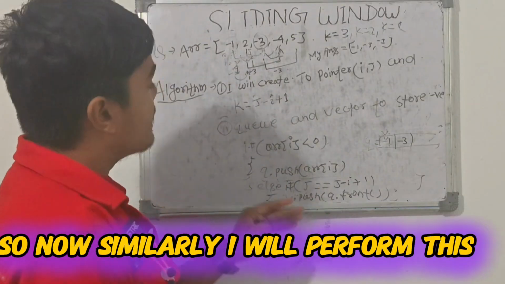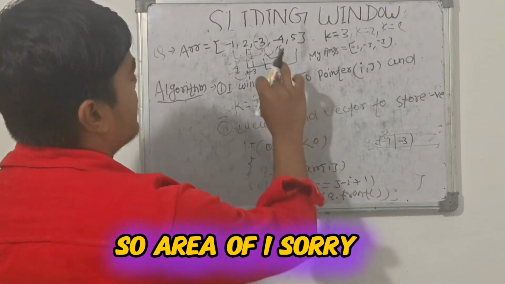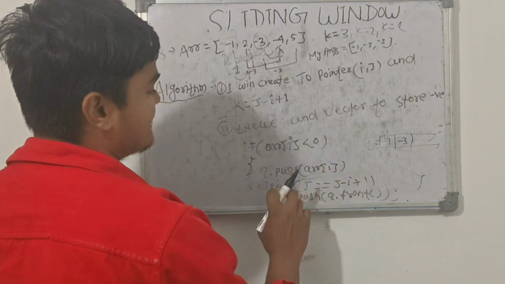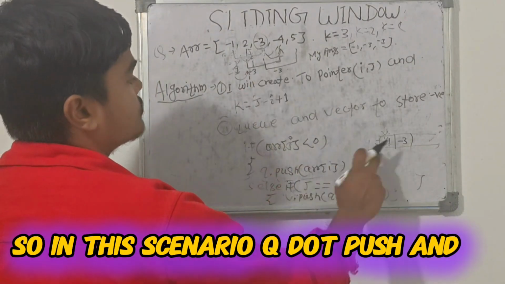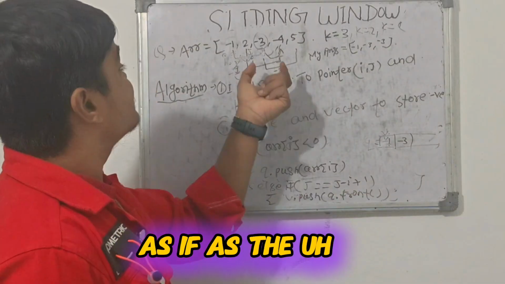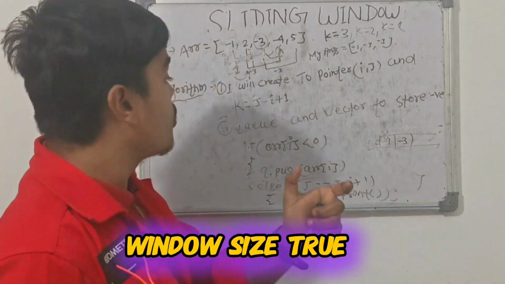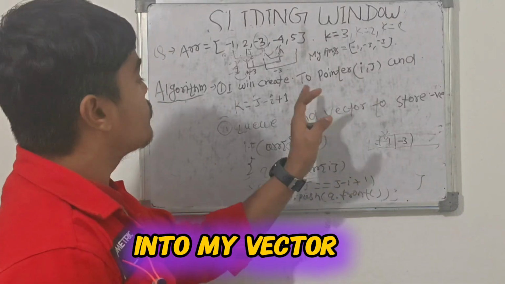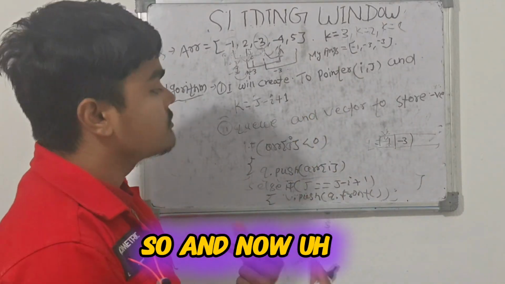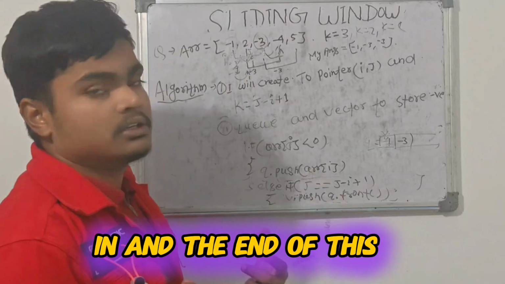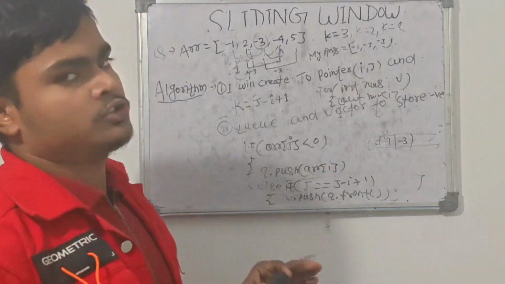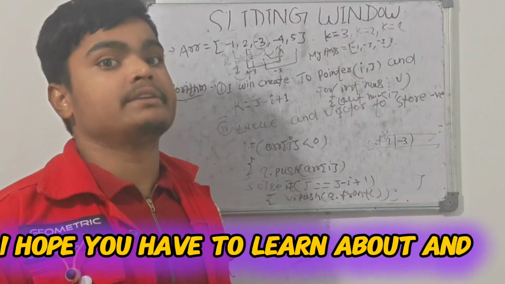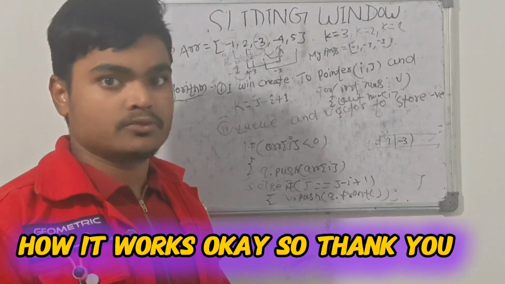Now similarly I perform this: if array of j is less than or equal to 0, then q dot push; else if the window size is reached, I push q front into my vector. At the end of this I return the vector. This is all about my logic to solve this problem. I hope you learned and understood how it works. Okay, so thank you.